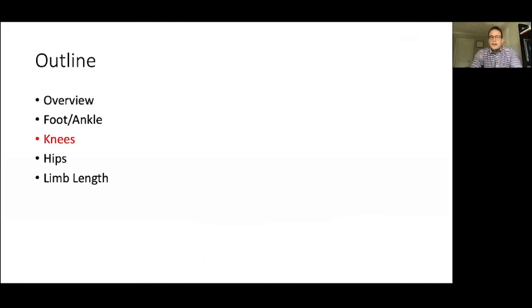Okay, so next, let's move on to the knees. I think the knees tend to be the second biggest issue I see in paralytic conditions like AFM, behind the foot.